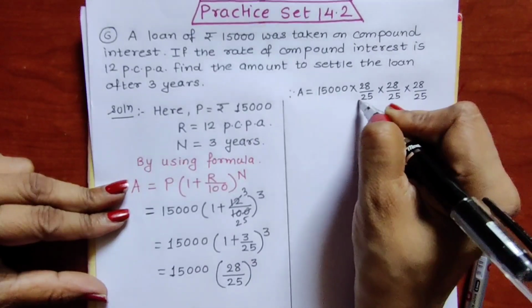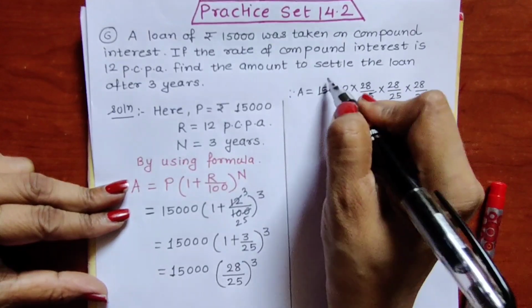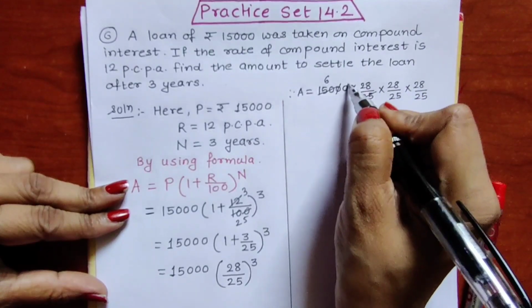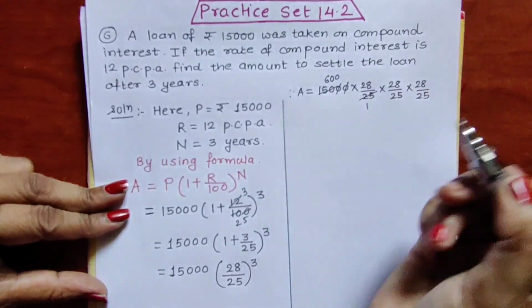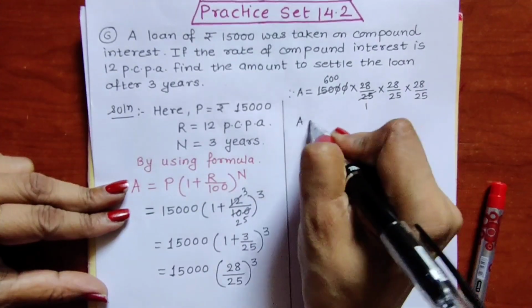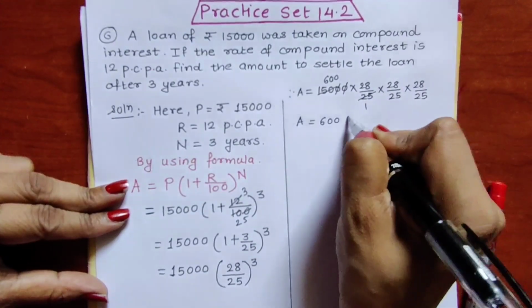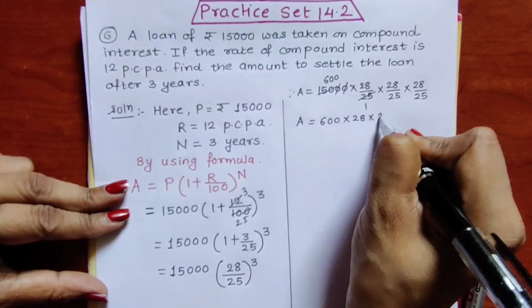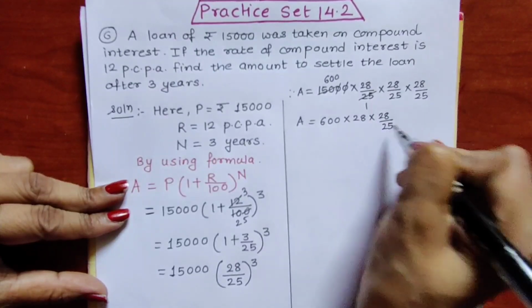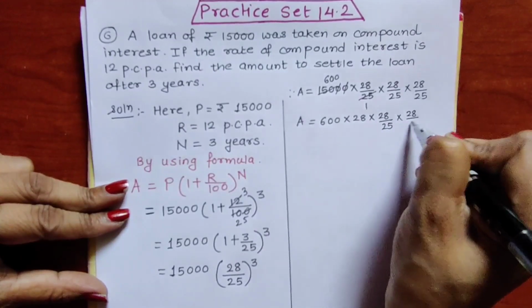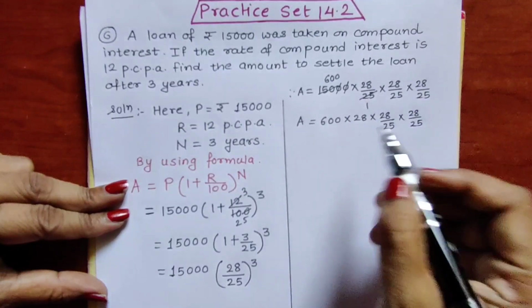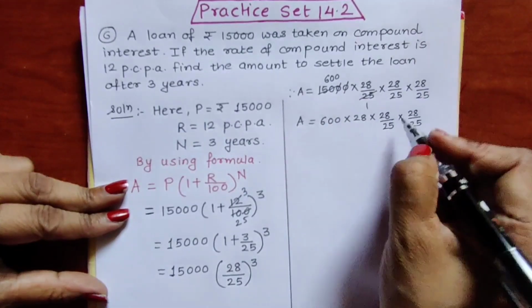Now first we cancel by 25. 25 6s are 150, 0 0. So 0 0 we write here. So we are getting 600 into 28 into 28 upon 25 into 28 upon 25. This 25 is cancelled.